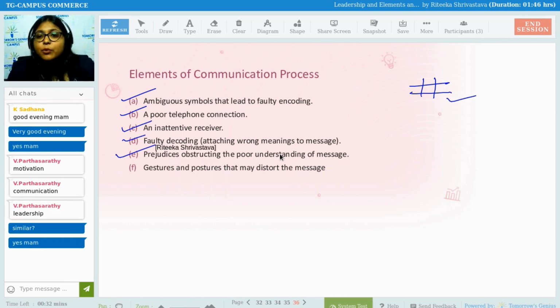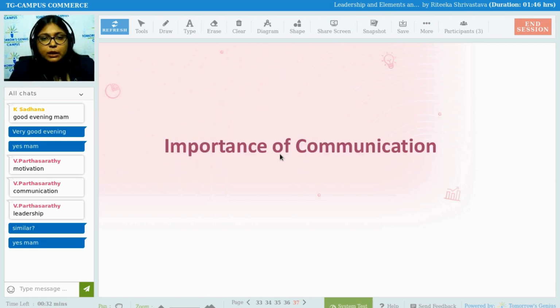Prejudices, obstructing the proper understanding of the message. The understanding of the message is poor, not appropriate. Gestures and postures that may distort the message. The gestures and the postures are not that clear to the receiver. So again, it could be part of noise.